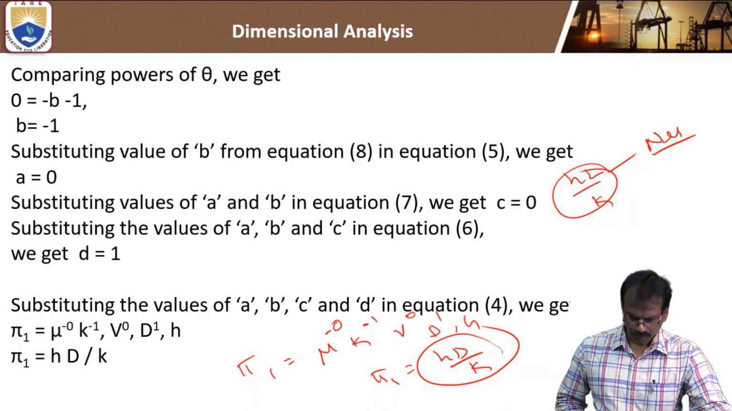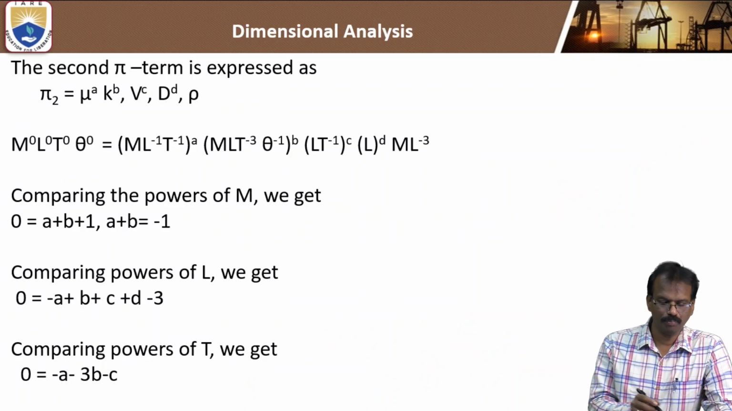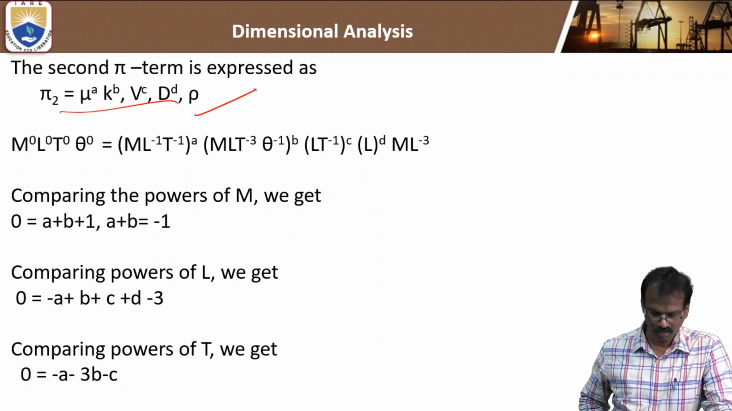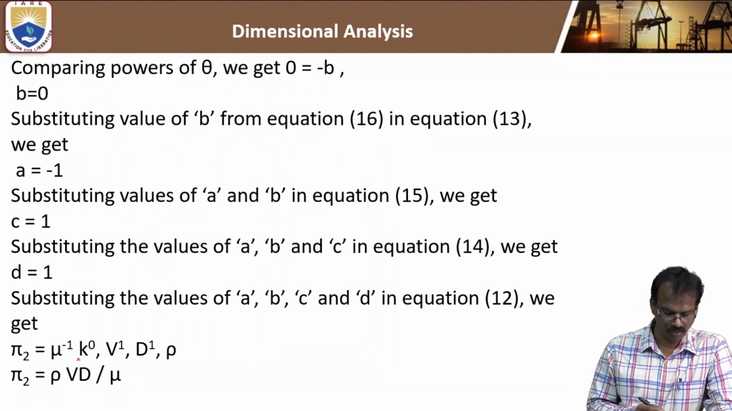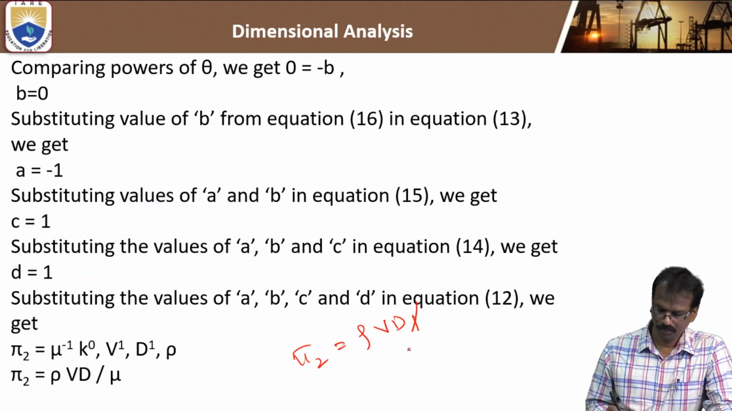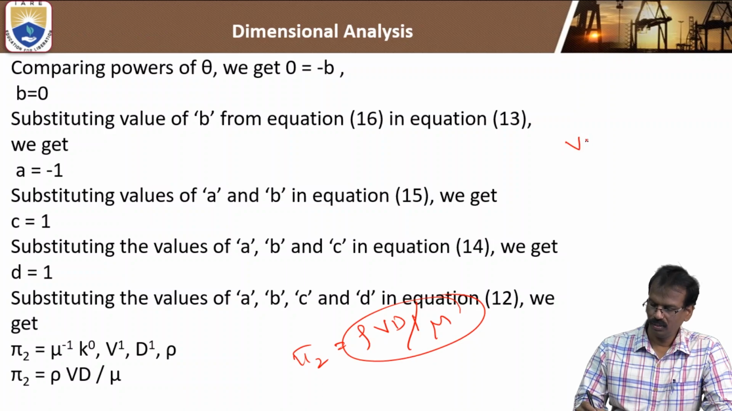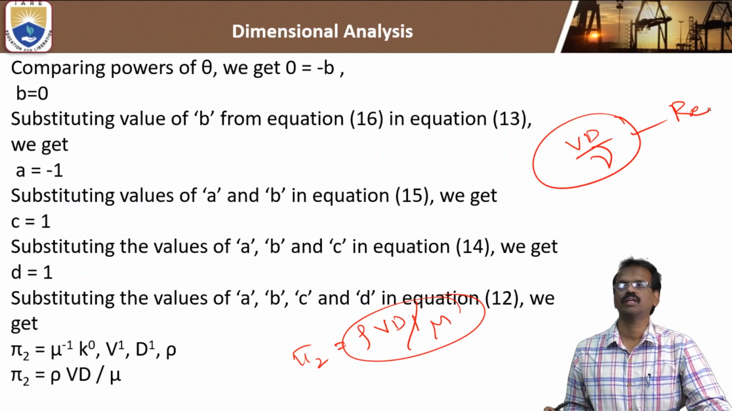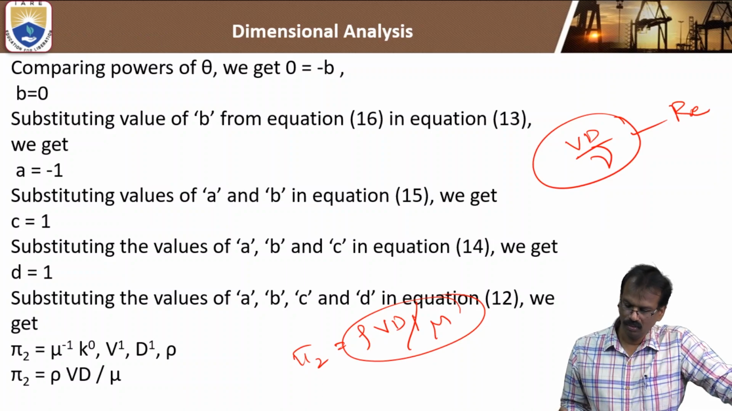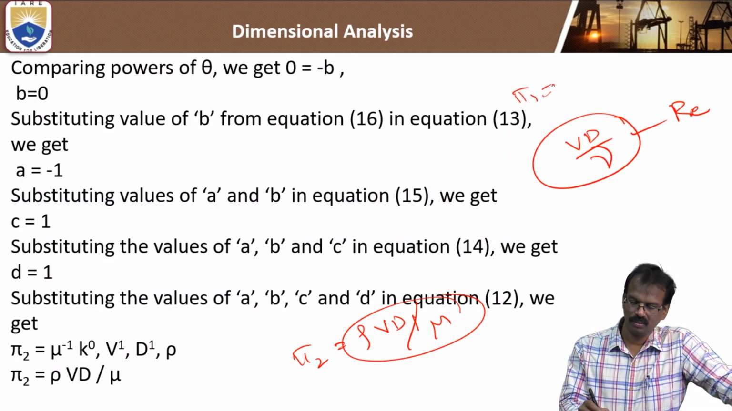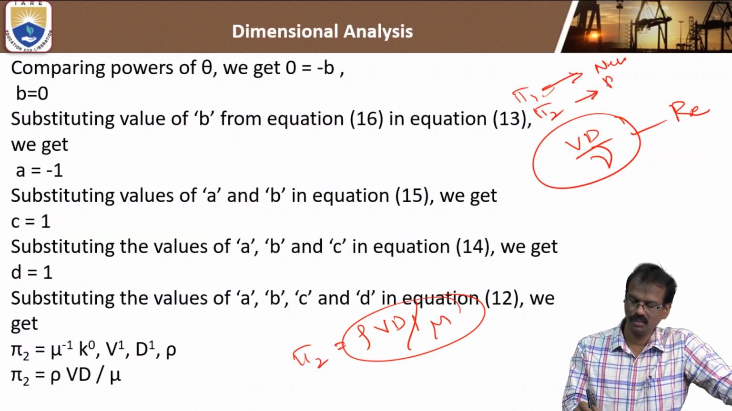Okay, next you can solve the pi 2 term. If you solve this one, you will get the value pi 2 is equal to rho v d by mu. Rho v d by mu, this is nothing but the Reynolds number. We already discussed it in the last class. So pi 1 is the Nusselt number, pi 2 is the Reynolds number, and pi 3 is the Prandtl number.